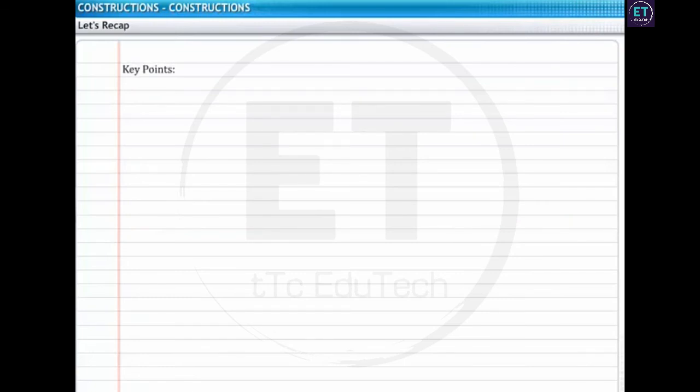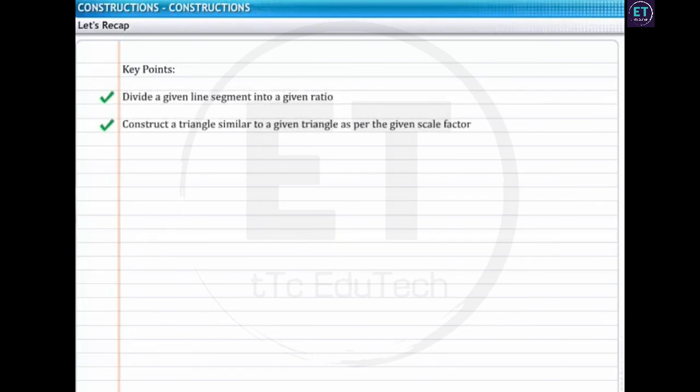You've reached the end of this section. In this section, you learn to divide a given line segment into a given ratio, construct a triangle similar to a given triangle as per the given scale factor, construct a pair of tangents from a point external to a circle. Hope you enjoyed the learning experience.